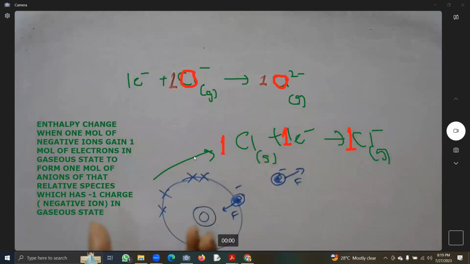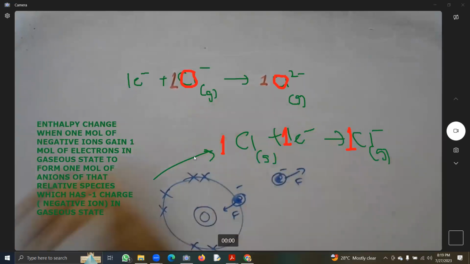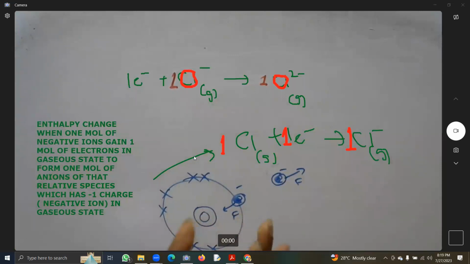Now this is a charged ion. Earlier it was an atom, not having a charge, therefore the electron can come in. But the second time, write like this: second electron affinity is positive, but first electron affinity is negative.